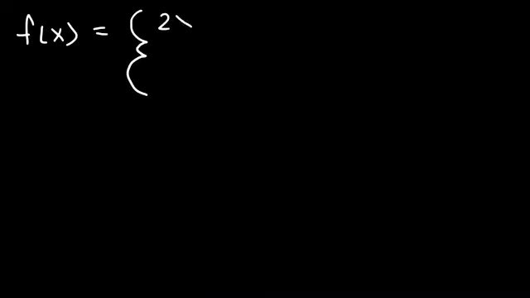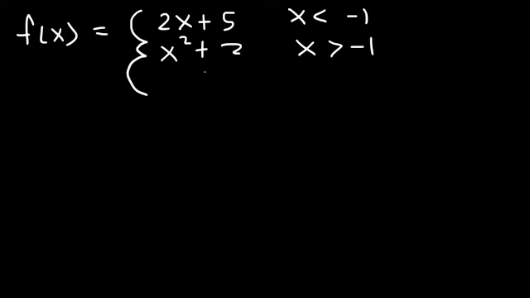Now let's work on some more examples. Here's another problem that you could try. Let's say that f of x is equal to 2x plus 5 when x is less than negative 1, and is equal to x squared plus 2 when x is greater than negative 1, and then it's equal to 5 when x is equal to, rather, negative 1.